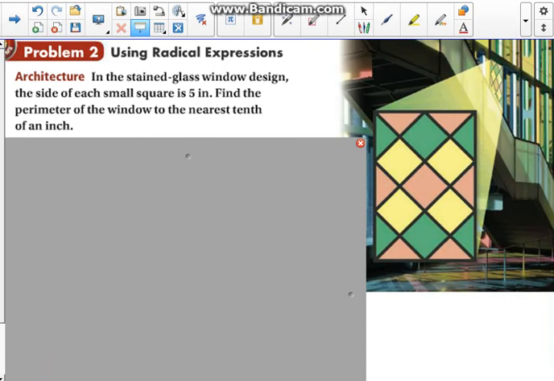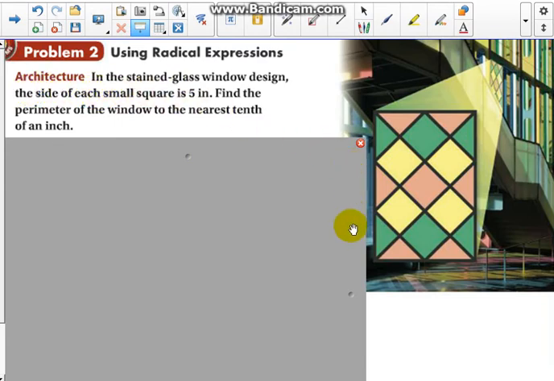Hi, we're continuing lesson 6-3 with Algebra 2. This is problem 2. We're coming back from doing some workbook work, problems 2 and 3. So on problem 2, we've got a word problem about using radical expressions.